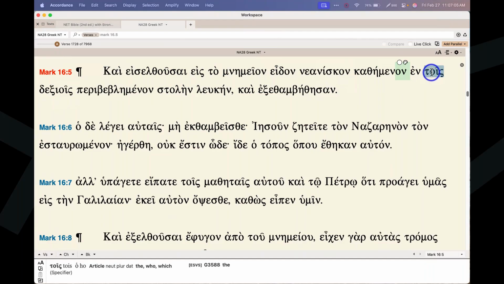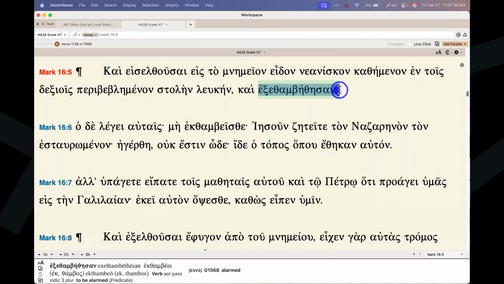Maybe not surprised to see this in the plural, tois dexiois. We don't talk about the right side in the plural in English. We could even search and see other times that's used, but they saw him peribeblemenon. Again, there's that -on. So here's another action or verb, I should say. He's dressed, stolen leukein, in a white robe.